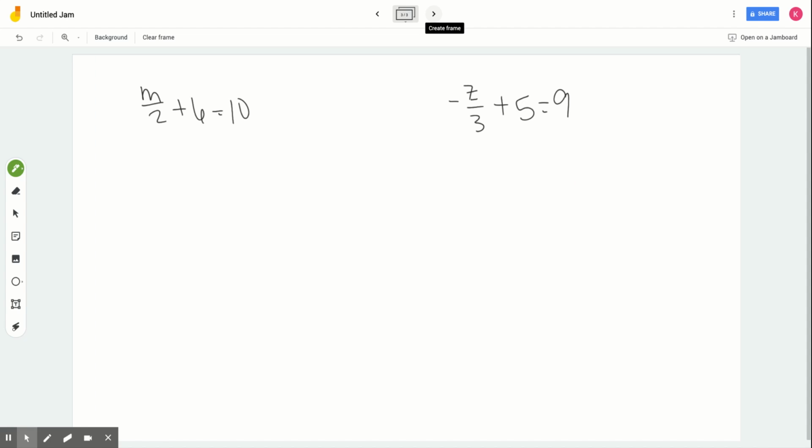Now let's go ahead and take a look at numbers 4 and 5. So here we see that we are adding 6. Well, the opposite of adding 6 is to subtract 6. So we have m over 2 equals 10 minus 6 is 4. M is being divided by 2, and the opposite of dividing by 2 is to multiply by 2. So remember, we're using the parentheses on the outside to show our multiplication. Multiplying by 2 and dividing by 2 cancel. So we have m is equal to 4 times 2, which is 8. So m equals 8. Now, go ahead and give the next one a try on your own.